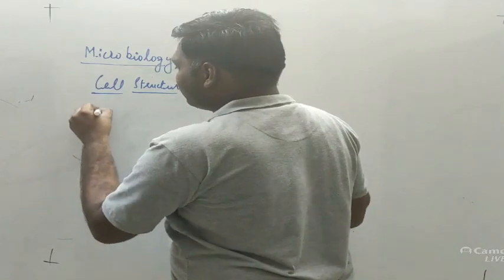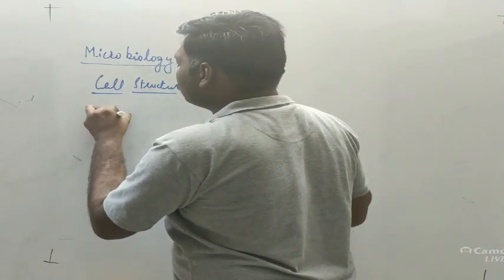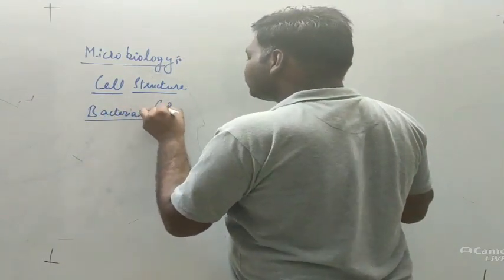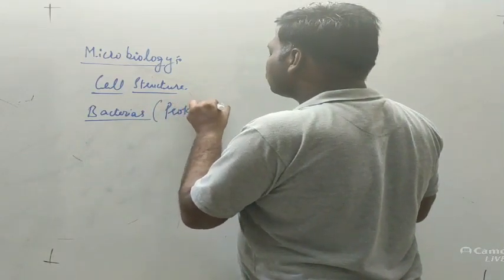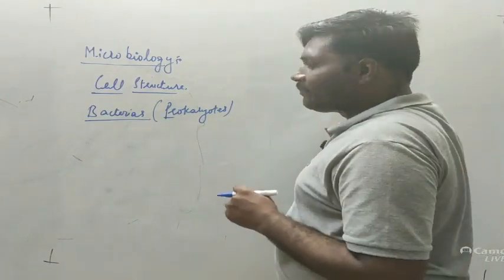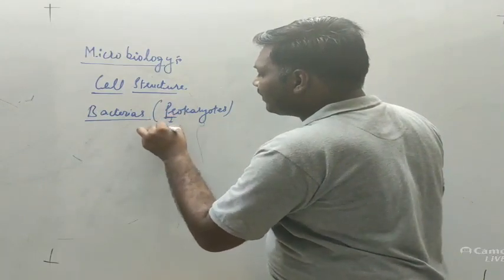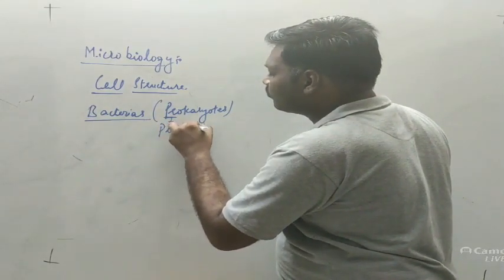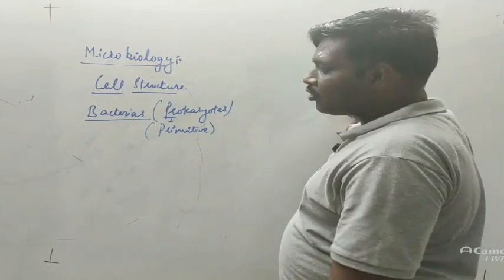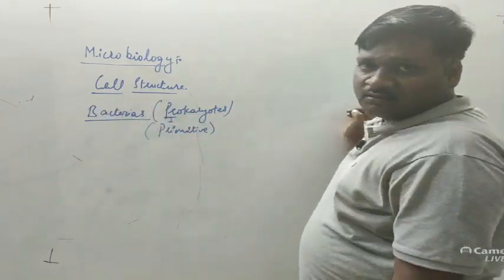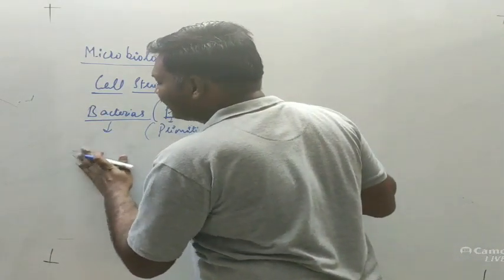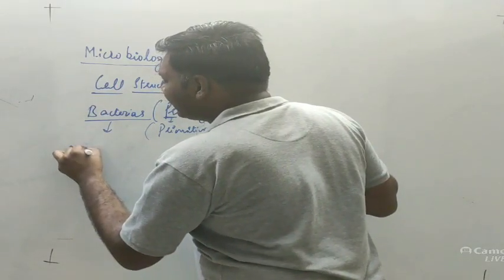Now if we talk of the bacteria, they are generally referred to as the prokaryotes, and we know prokaryotes means the organisms which have a very primitive type of structure. So pro means here the primitive. The organisms which have a primitive type of structure are referred to as the prokaryotes, and it includes the bacteria. The study of bacteria is referred to as bacteriology.